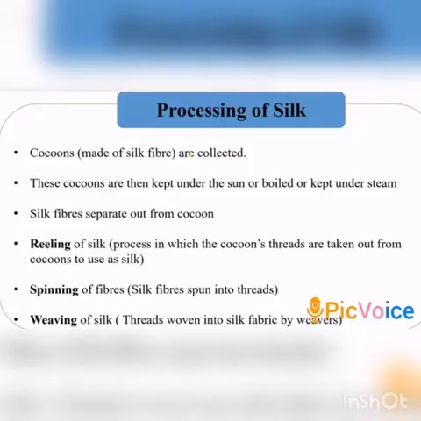Processing of silk. For processing of silk, which one is important, children? The cocoon is very important, because from the cocoon we are going to get the silk fiber. A pile of cocoons is used for obtaining silk fiber. I already showed a pile of cocoons in the previous picture. Then the cocoons are kept under the sun or boiled or exposed to steam.